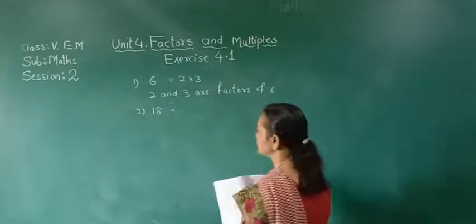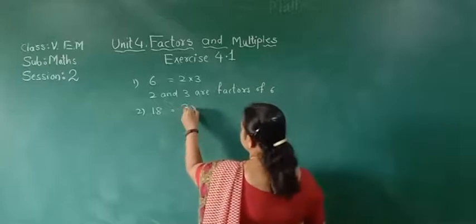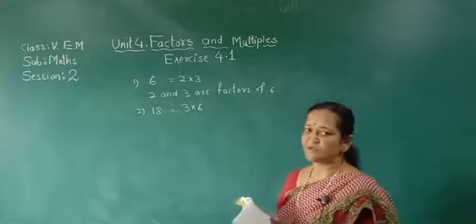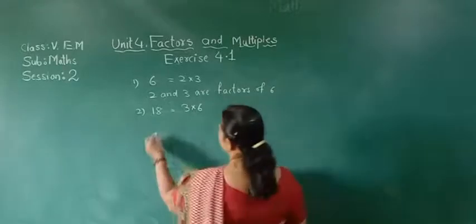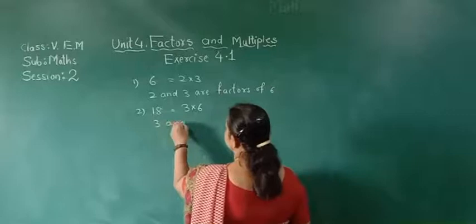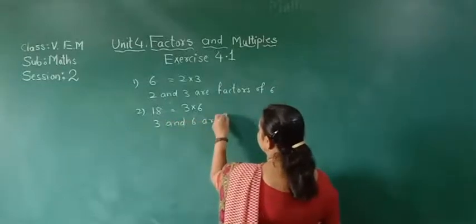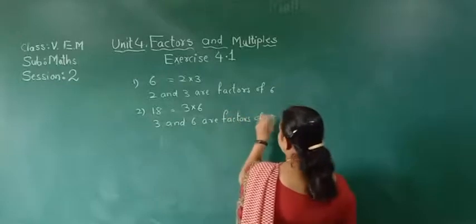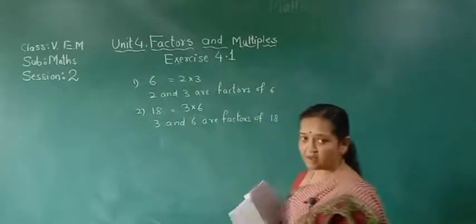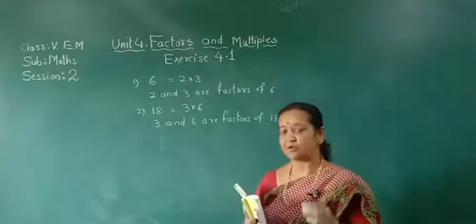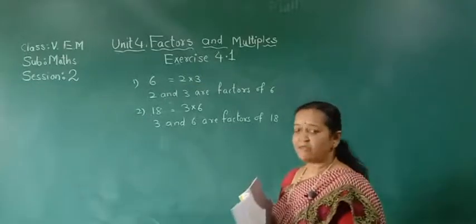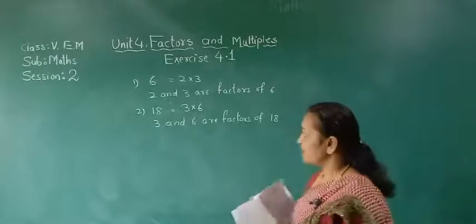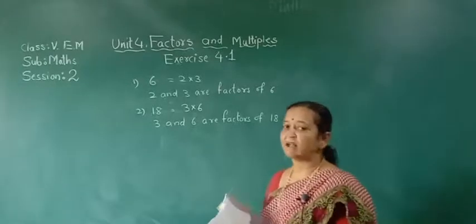18. 6 3s are 18. Anything you can write. In whichever table you find these numbers, those two factors you can write. So 3 6s are 18. So 3 and 6 are factors of 18. Here you can write any number, okay? It's not compulsory that teacher told 3 6s are, so we should write 3 6s are. Even 9 2s are 18 you can write. You can write 1 18s are 18. 1 and 18 are the factors of 18.